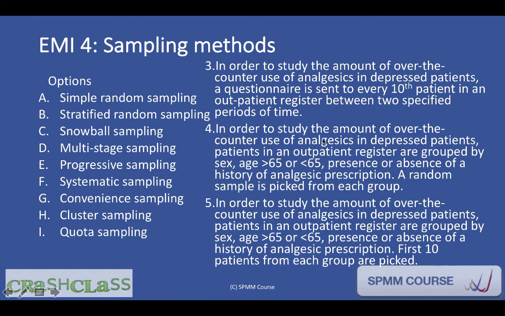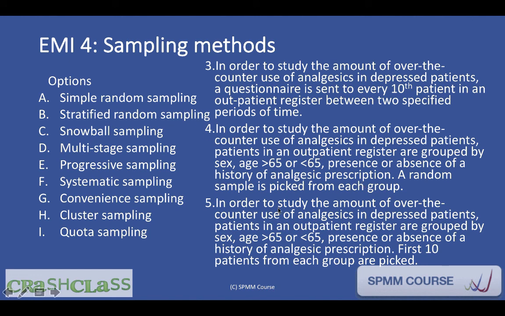Fourth, in order to study the amount of over-the-counter use of analgesics in depressed patients in an outpatient registry, people are grouped by sex, age, older or younger, presence or absence of a history of analgesic prescription. A random sample is picked from each group. So you're stratifying people into subgroups and then you pick a random sample. So this is called stratified random sampling, B.